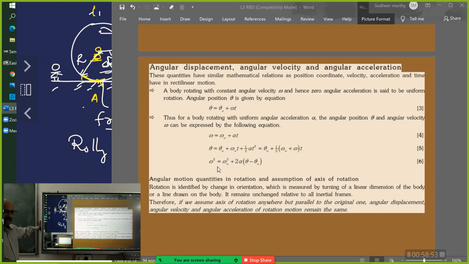Then v square is equal to u square plus 2as. So here it is omega square is equal to omega naught square plus 2 alpha into theta minus theta naught.